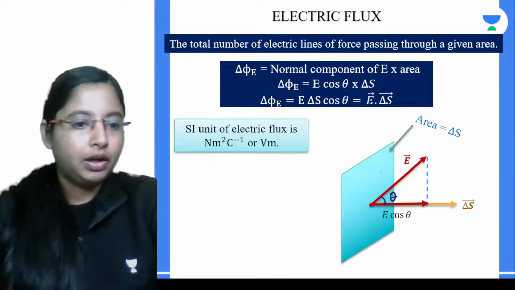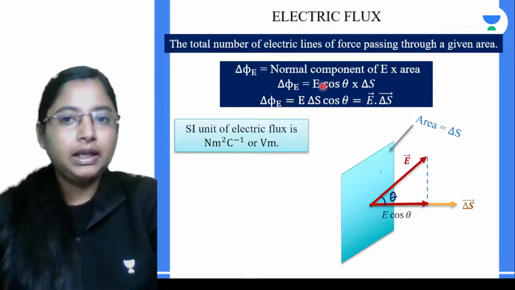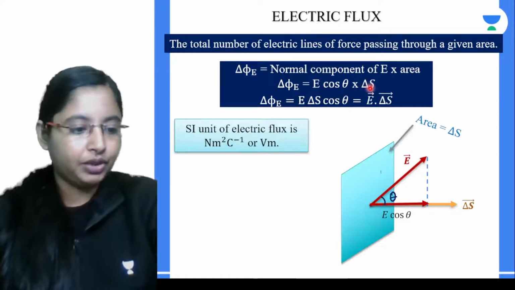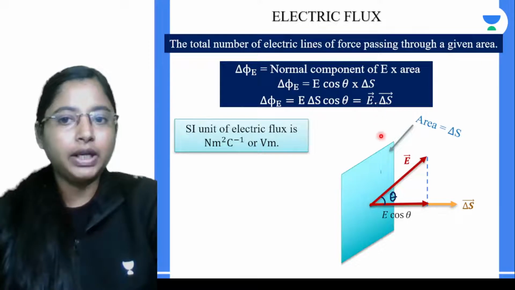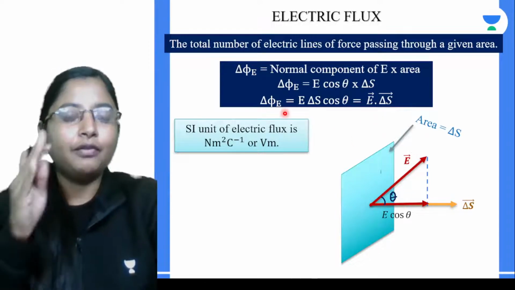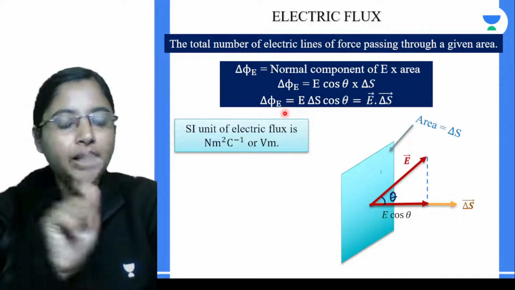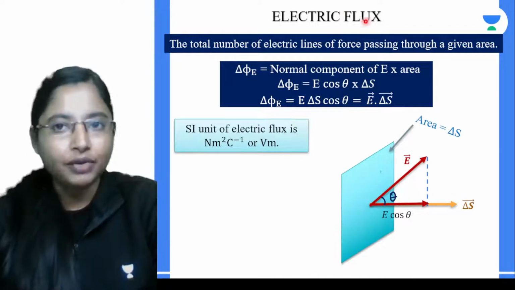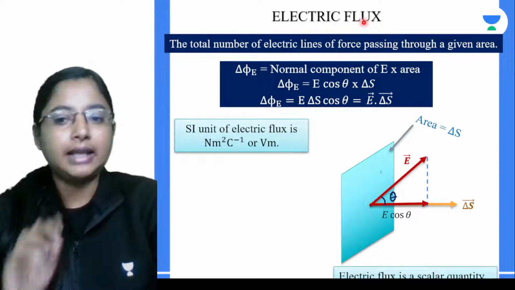Now, though flux is basically a product of two vectors over here, what we get is a dot product. So electric flux is basically, for a given area, how many field lines are passing through, that is electric flux, right? So electric flux is a scalar quantity.